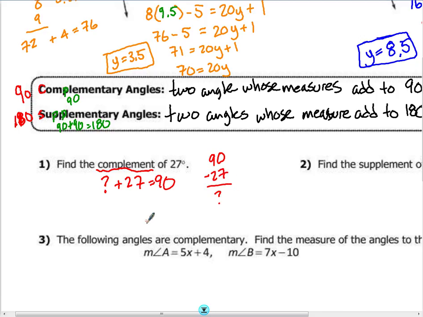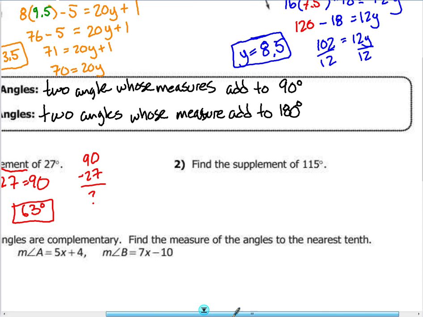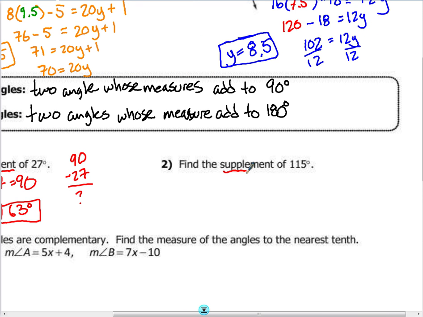In number 2 here, they're asked to find the supplement of 115. So again, what number plus 115 is going to give me 180, since we're trying to find supplementary angles. So let's reverse that, and take away 115 from 180 to find our missing angle. When we do that, we end up with a measure of our supplement being 65 degrees.